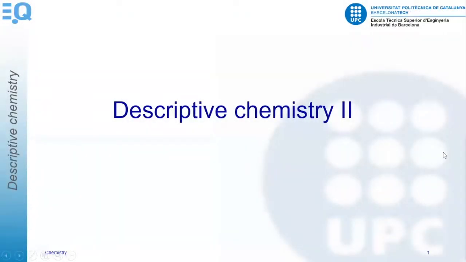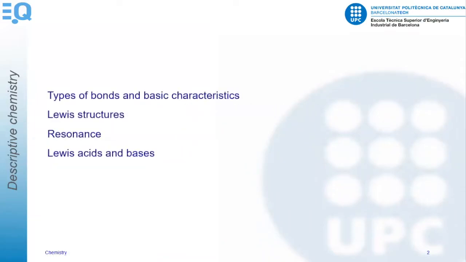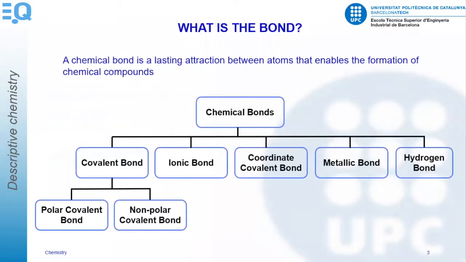Let's start with the second part of the descriptive chemistry unit. We are going to talk about types of bonds, Lewis structures, resonance, and Lewis acids and bases. Now, what is a bond? A bond is an attraction between atoms that helps us make chemical compounds.